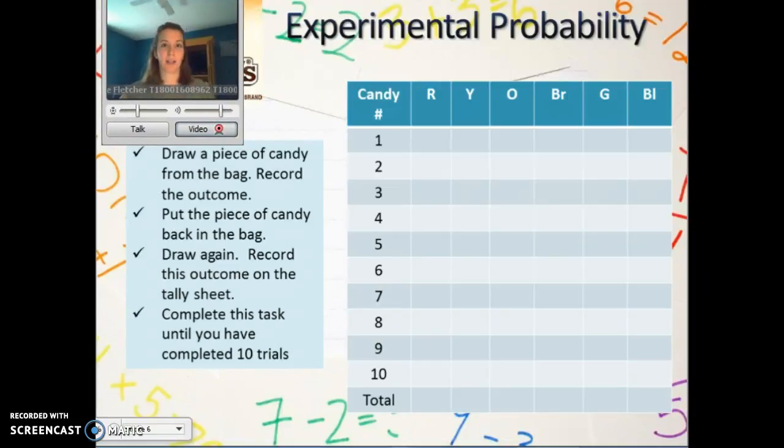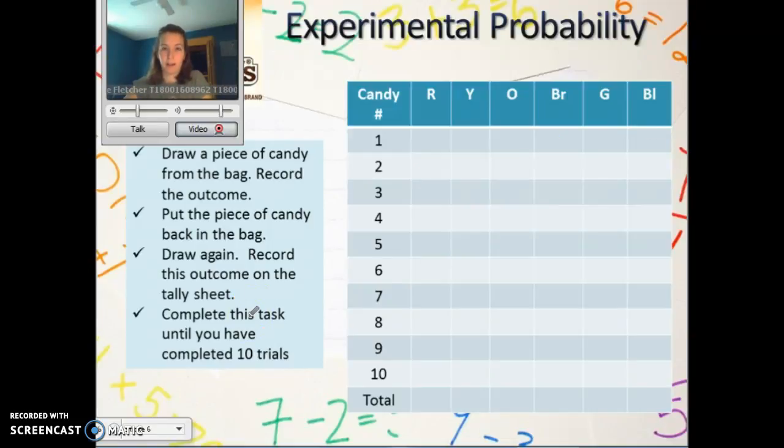And what we're going to do here is I have a nice big bag of M&Ms, and we are going to draw an M&M. We're going to do 10 total trials. So we're going to pick 10 total M&Ms, and for each one, for each trial, we're going to label what color the M&M is. So here we go.